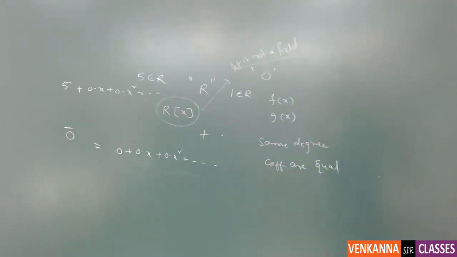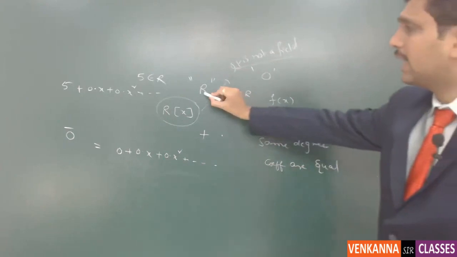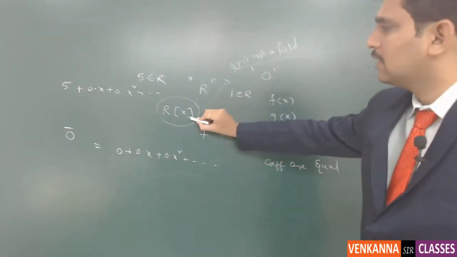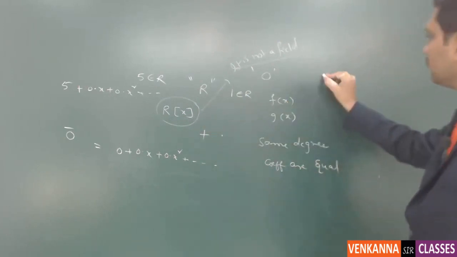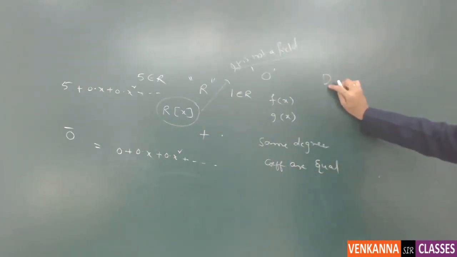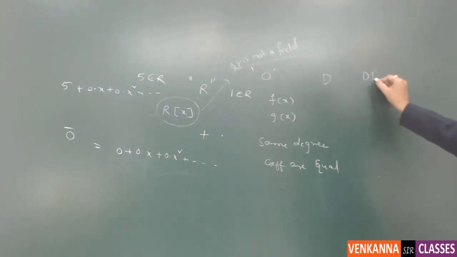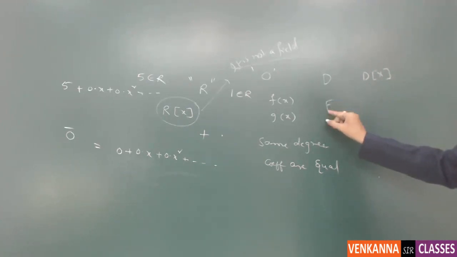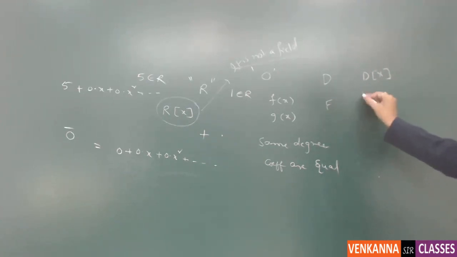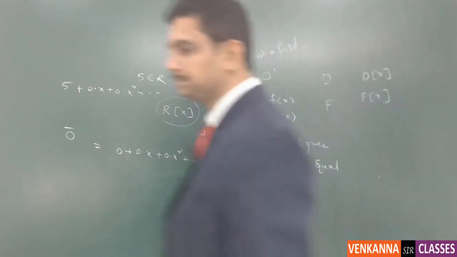So technically speaking, if you take R as a ring, R[x] is the corresponding polynomial ring. If you take D, the integral domain, the corresponding polynomial ring is D[x]. Similarly, if you take the field F, the corresponding polynomial ring is F[x]. Are you clear?